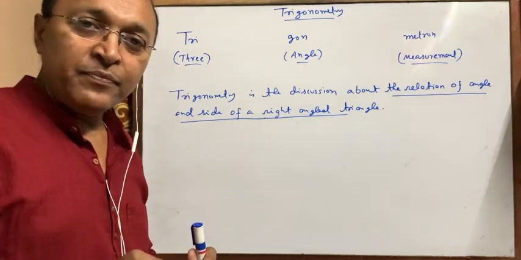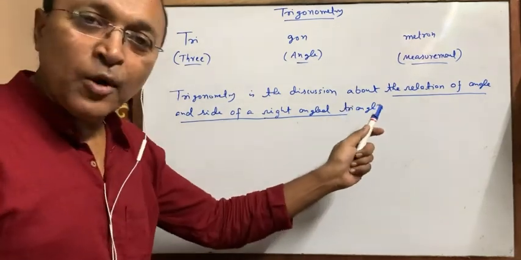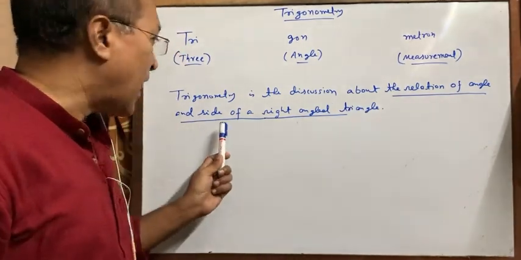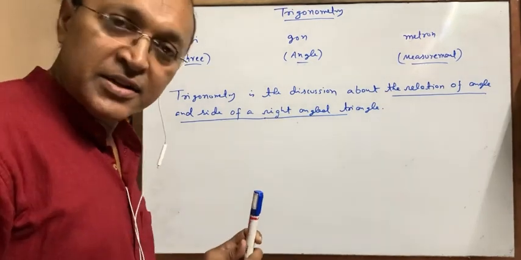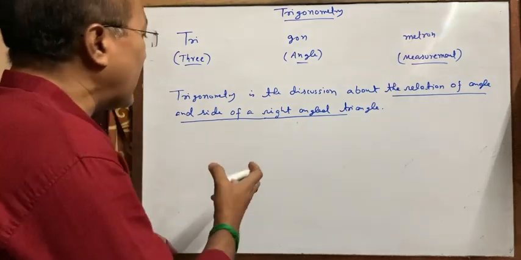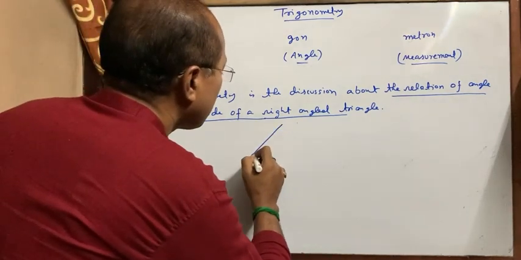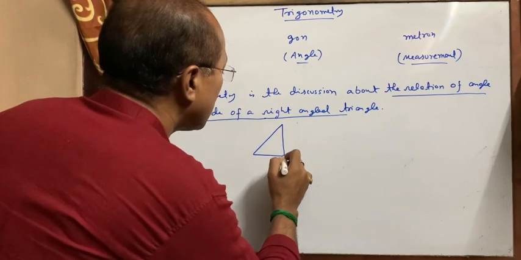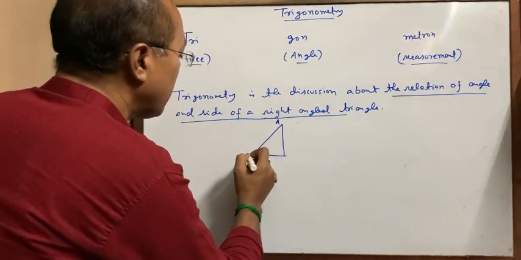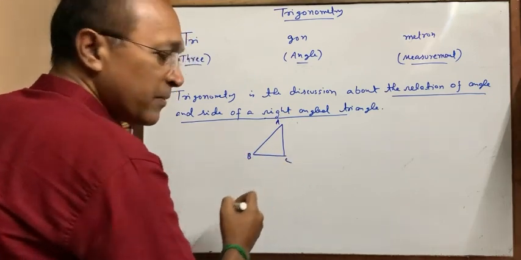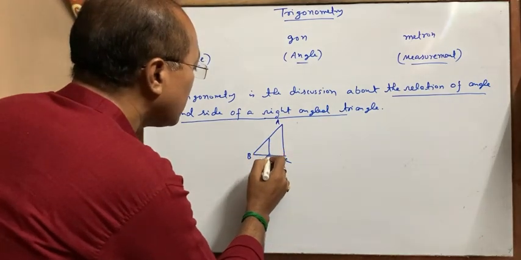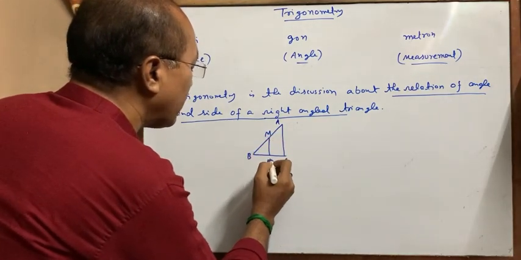Trigonometry is the discussion about the relation of angle and side of a right angle triangle, isn't it? Okay, let's draw a right angle triangle first. Say this one is a right angle triangle. Say this one is A, B, C. Okay, I am taking another point here. Say this one is M, N.